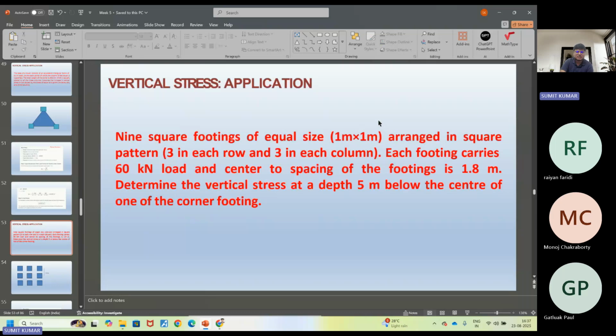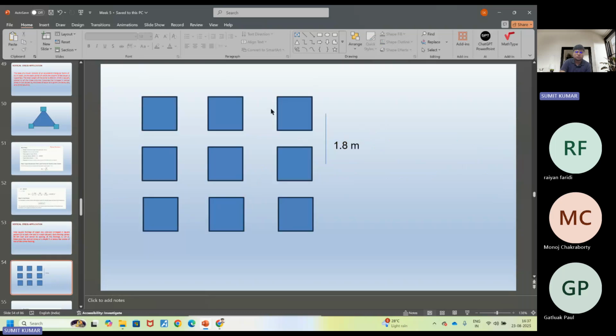Now, determine the vertical stress at depth 5 meter below the center of one of the corner footing. So suppose this is our target footing below which we need to calculate the value of the stress due to the entire load acting on each of the columns. So for this, the R value is going to be root of 3.6 square plus 3.6 square.